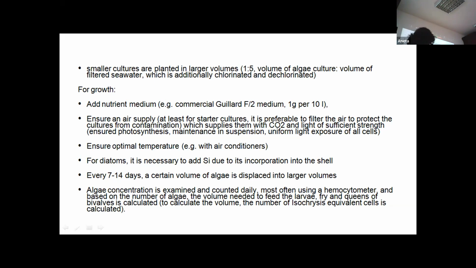Why? Because you are getting sterile conditions. And even for the industrial purposes, for other kinds of ways of algae use, not only for aquaculture, I think again, smaller volumes should be double sterilized. We didn't have problems when we were doing this.